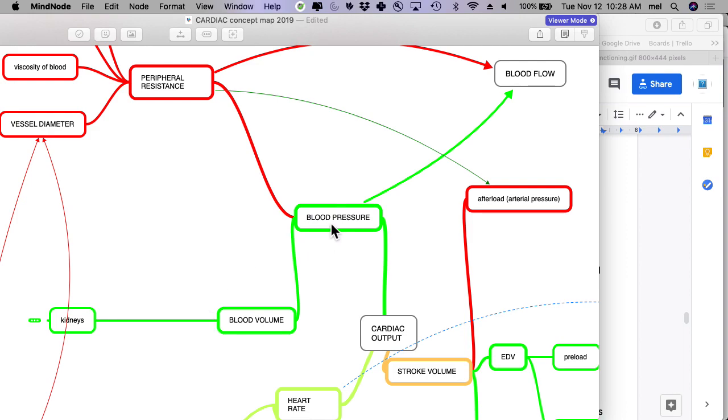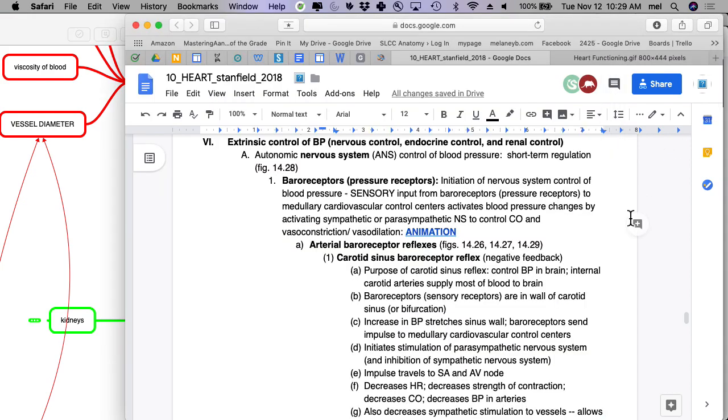Why do we hear about blood pressure? It's one of the primary determinants of flow, right? It can be too high, it can be too low, it can be just right, like the Goldilocks thing. Okay, so let's talk about blood pressure.